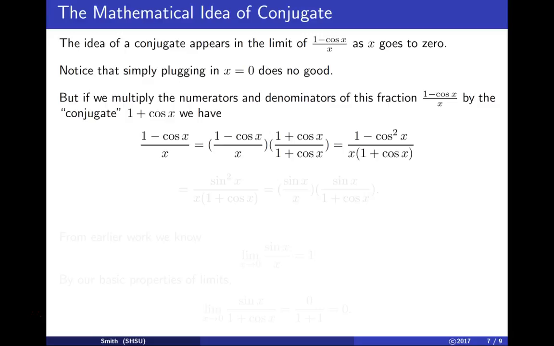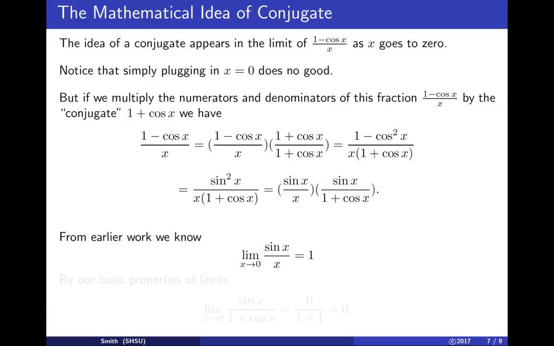The numerator can be cleaned up a little bit, difference of squares, 1 minus cosine squared, and so on. But by a Pythagorean identity, 1 minus cosine squared x is the same as sine squared x. So I can rewrite the expression this way, and then I can break it up into two fractions. I can think of it as sine x over x times sine x over 1 plus cosine x, and then I know the limits of the pieces. We know that the limit as x goes to 0 of sine x over x is 1, and the other piece I can just plug in. The limit as x goes to 0 of sine x over 1 plus cosine x is 0.